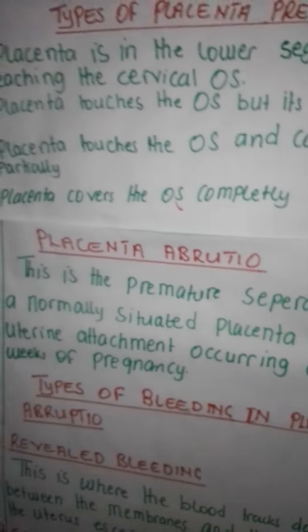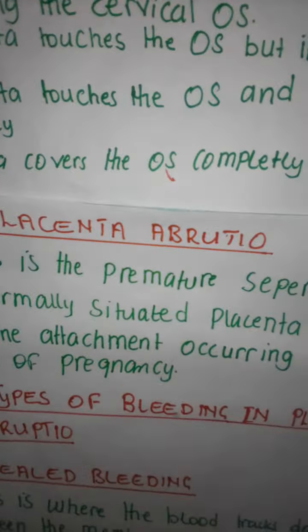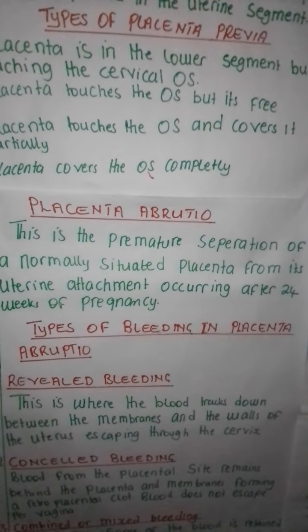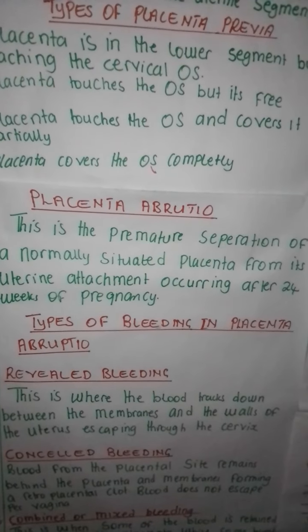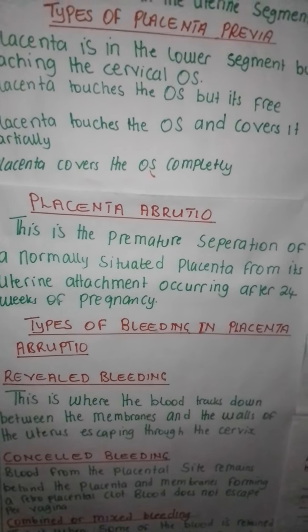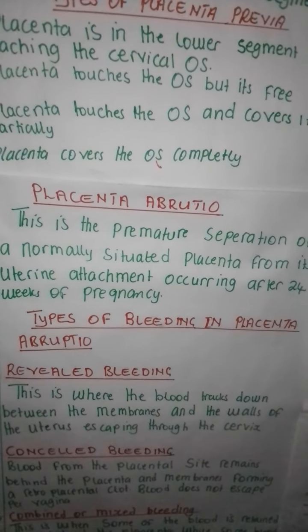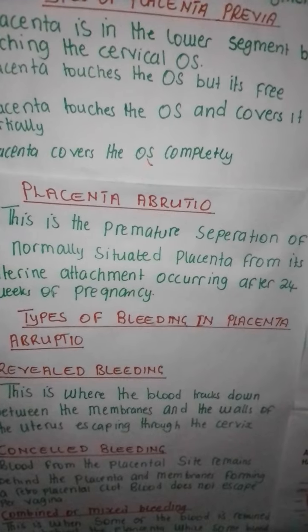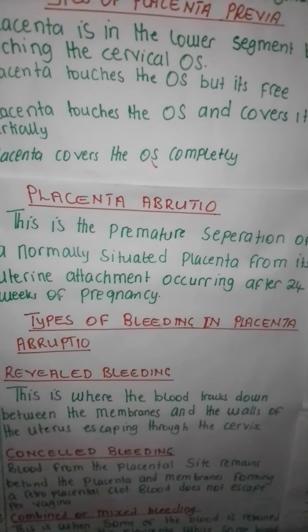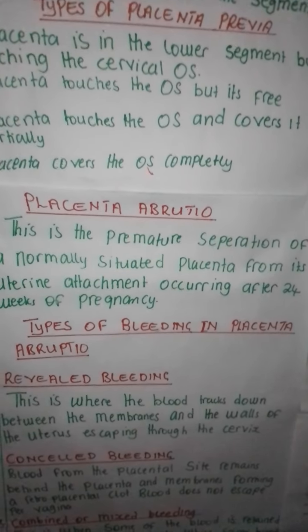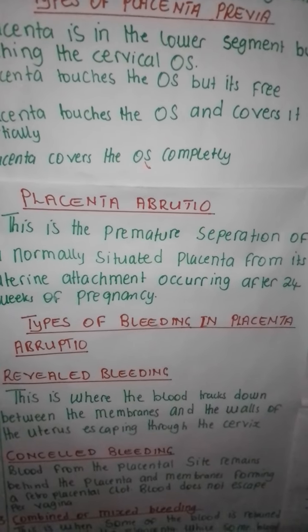Alright. Now we're talking about the second one, placenta abruptio. Placenta abruptio is the premature separation of a normally situated placenta from its uterine attachment, occurring after 24 weeks of pregnancy. So in placenta abruptio, the placenta is normally situated, but there is a premature separation.